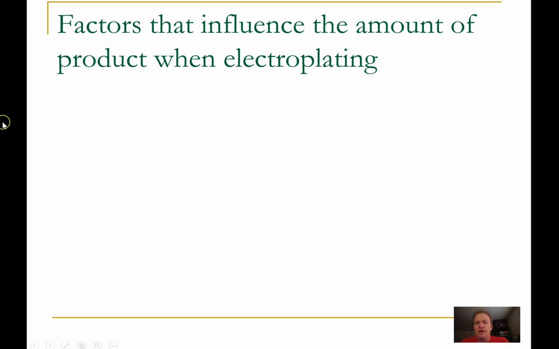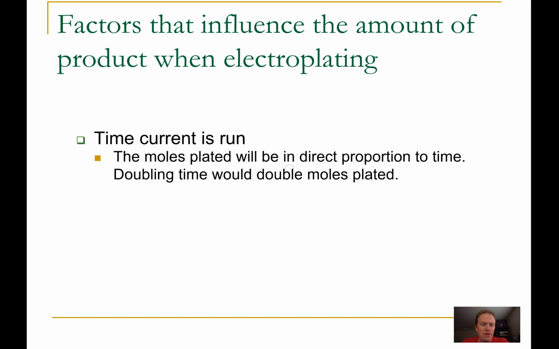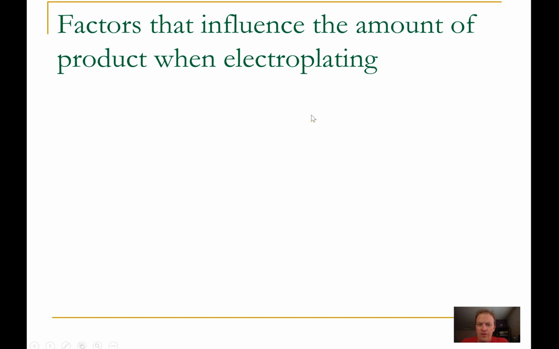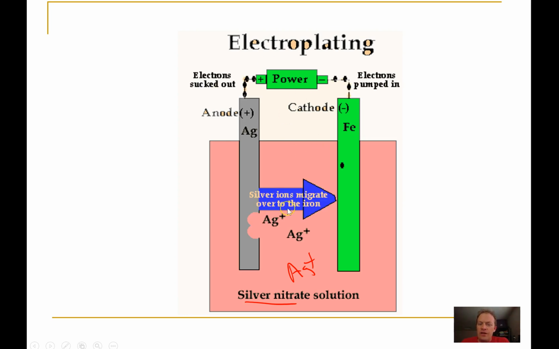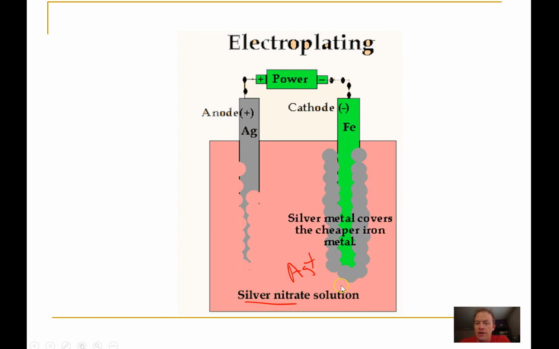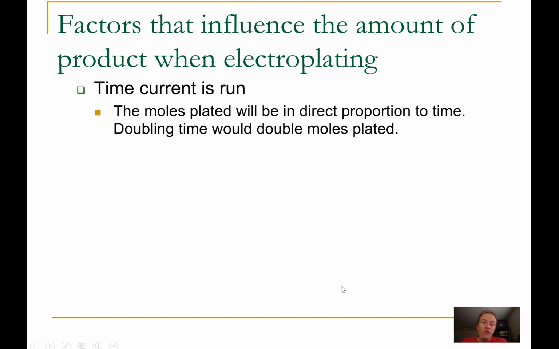So there are some things that we need to talk about that are going to influence the amount of product that is made when we are electroplating something. And this one should be pretty obvious. If we have a little setup like this, what is going to influence exactly how much silver gets plated on this, or whatever metal we're trying to plate? Hopefully it's obvious that time is going to influence that. The longer you let the thing sit, the more metal it's going to plate. That's very simple, and it's a direct relationship. If you run it twice as long, you're going to plate twice as much metal.